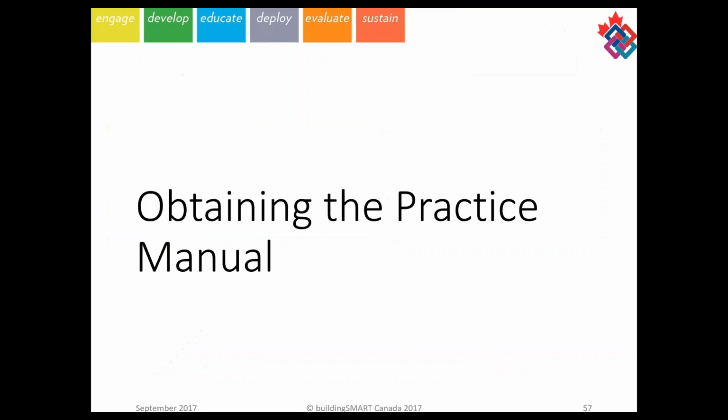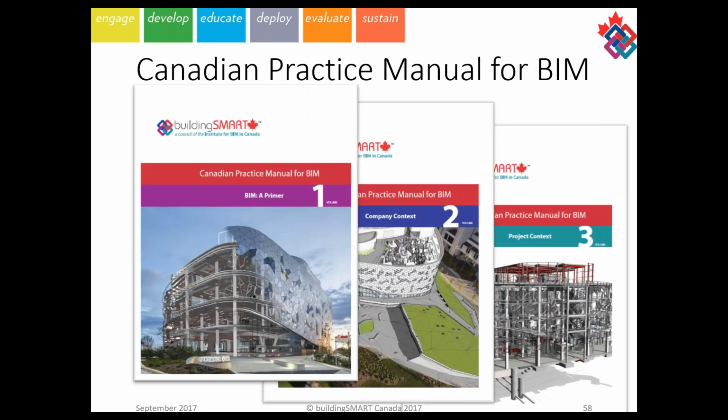So this gets to what you're probably really here for, which is hearing about this practice manual. How do you actually get it? As we said, the practice manual has 3 volumes: the primer, the company context, and the project context. One of the big questions that I expect people to be having is, do I need to buy all 3 volumes? I understand what BIM is. I know BIM. Do I really need to buy all 3 volumes?